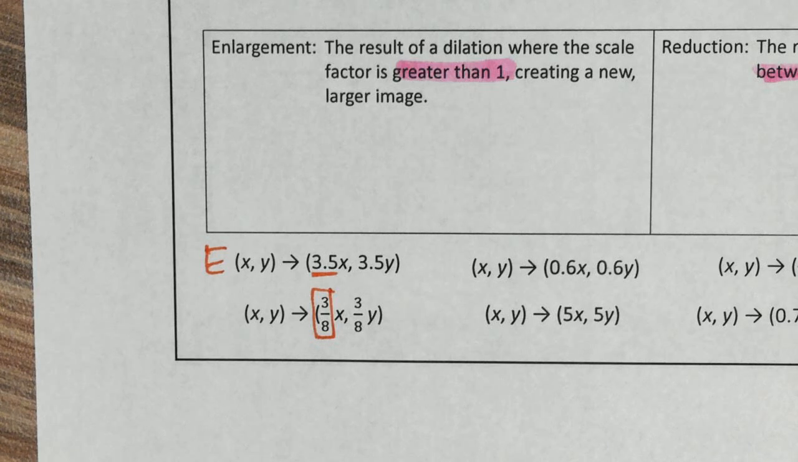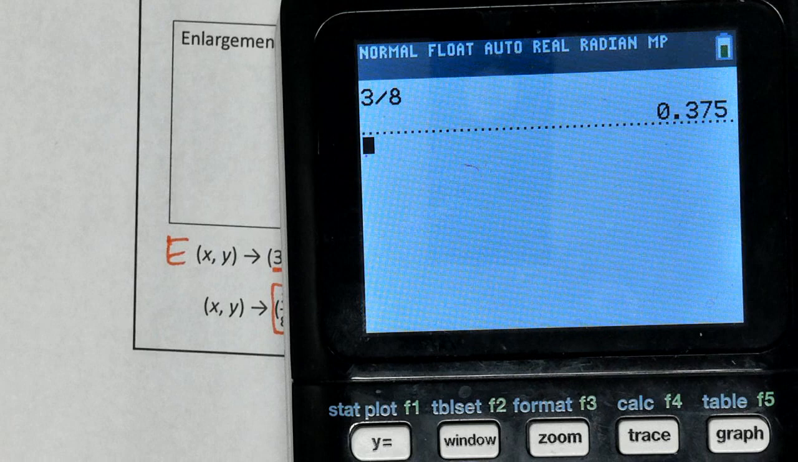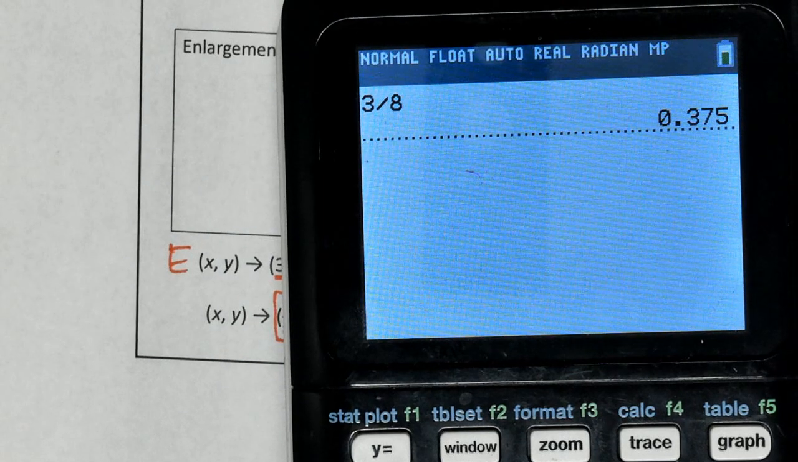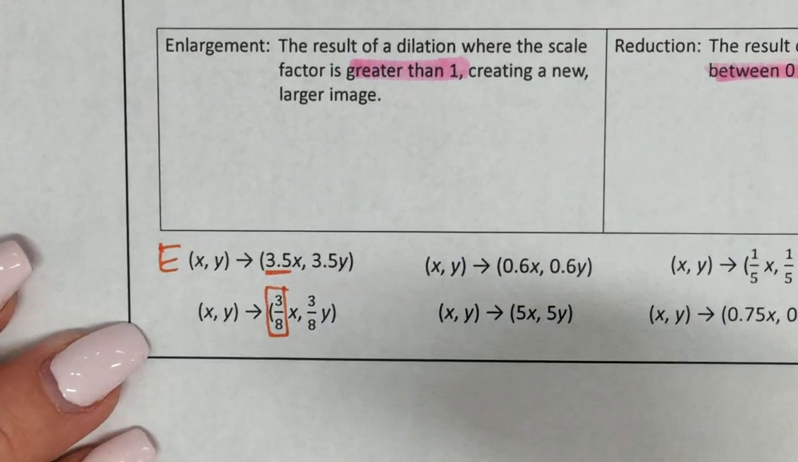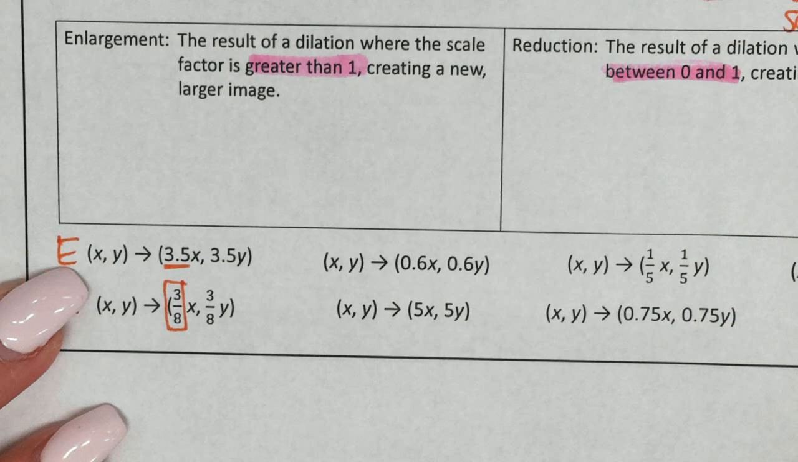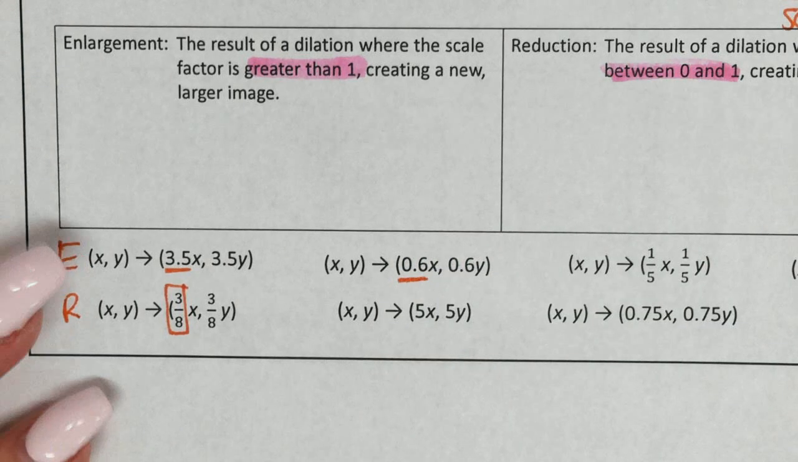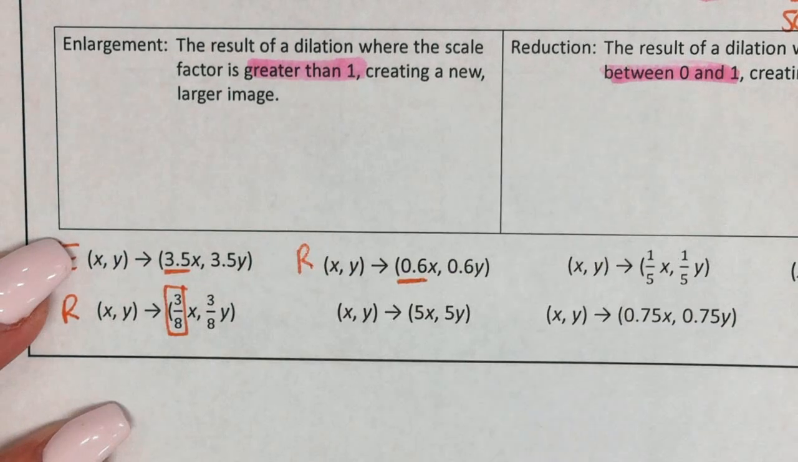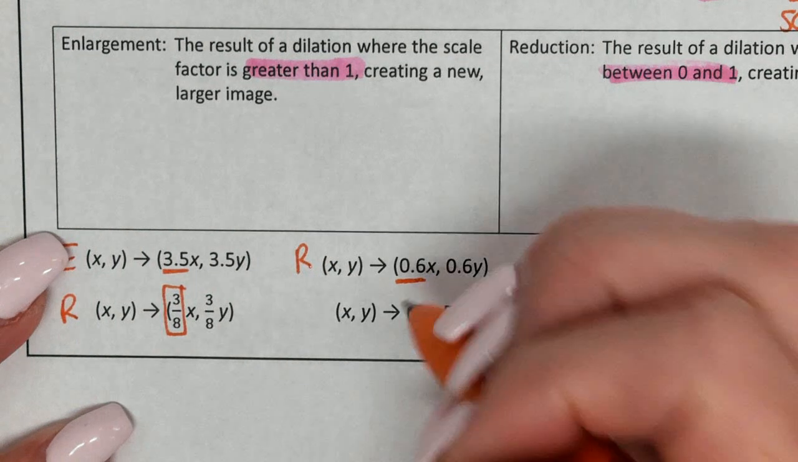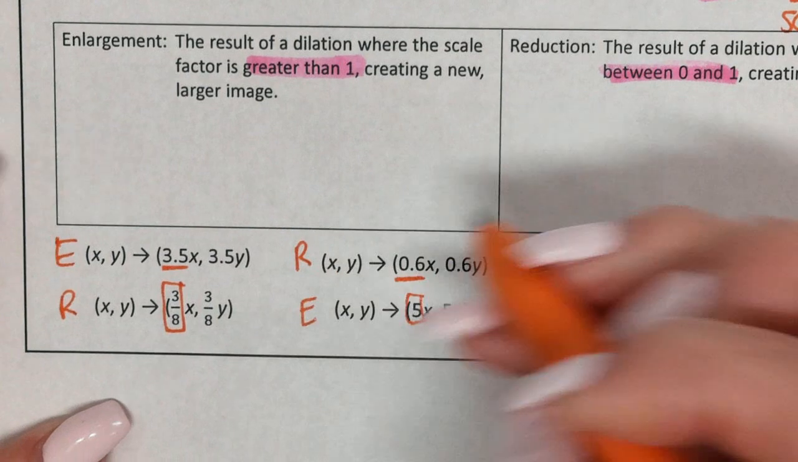Y'all want to know a trick? If the top number is smaller, then it's less than 1. So I'll show y'all though. 3/8 is 0.375. That's smaller than 1. So this is going to be a reduction. Okay, 0.6. Is that bigger than 1 or smaller than 1? So that's a reduction. 5. Bigger. So that's an enlargement.